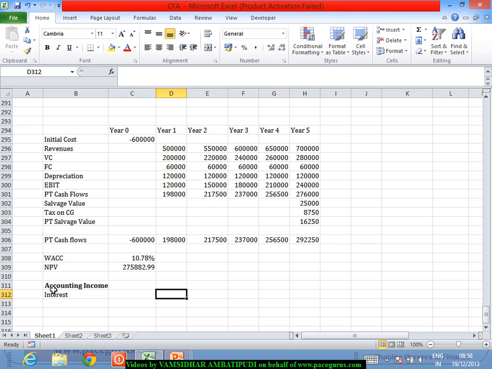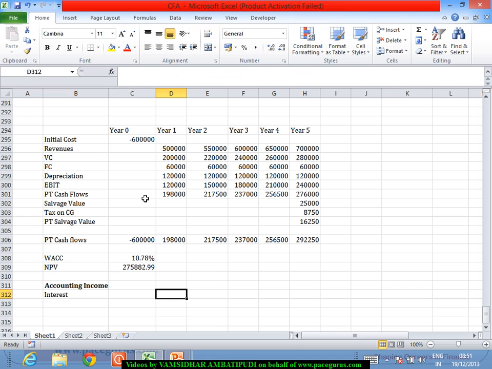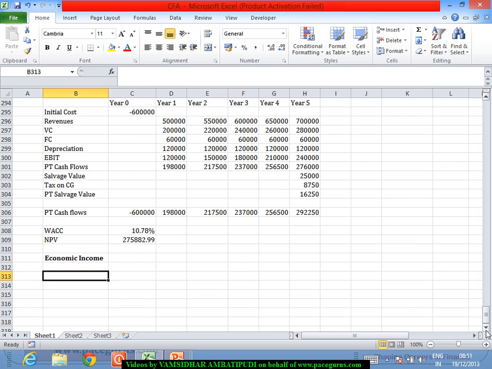In each of the years, we were saying 50% debt. For that we are using this information: a 50% debt to value ratio is maintained. So I have to look at what is the composition of the debt each year. For that I require the working out with respect to the market values. So initially I will not look at accounting income. Initially I will look at economic income itself, so that I will get the market values, because accounting income is purely based on the market values based approach.